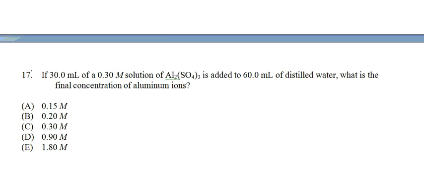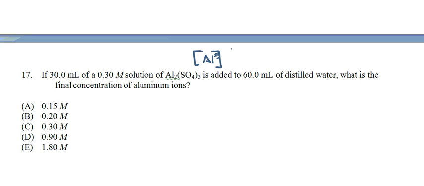17. 30 milliliters of a 0.3 molar solution of aluminum sulfate is added to 60 milliliters of distilled water. What is the final concentration of the aluminum ions? So we're looking for the aluminum ions. Oops, that's not the correct way to write that. Go back. Okay, aluminum ions. So the +3 is inside. All right, so we're looking for the concentration of aluminum ions.